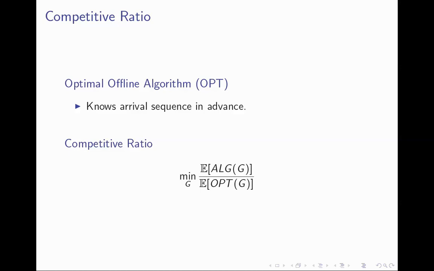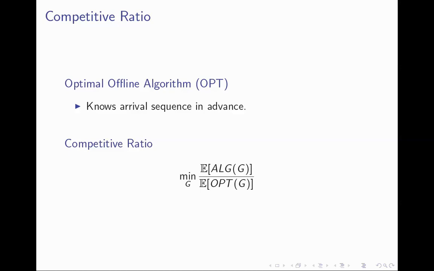To assess the performance of our algorithm, we're going to use the concept of competitive ratio. The idea in competitive ratio is to compare the performance of our online algorithm, which is making decisions on the fly, to an algorithm which knows the entire sequence of arrivals in advance. So that's an offline algorithm that computes the maximum matching in the graph retrospectively.